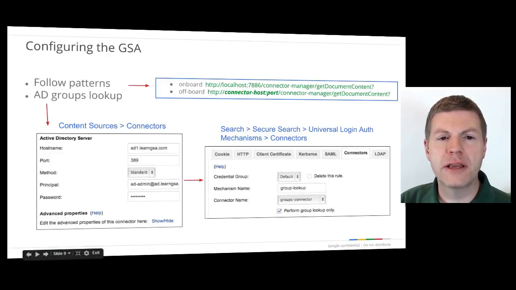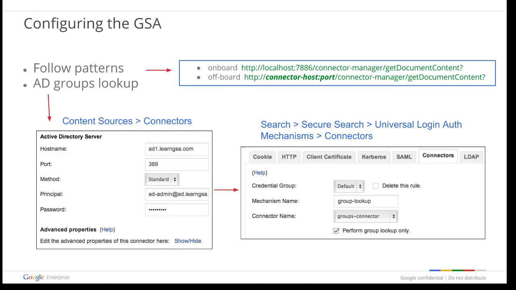All URLs indexed by the GSA must match at least one follow and crawl pattern. For files from the file system connector, you will use a URL pattern that points to the connector itself. You will need to know the connector host name or IP address and listening port if you're using an off-board connector. On-board connectors will always use localhost as the host name and port 7886 for the port.